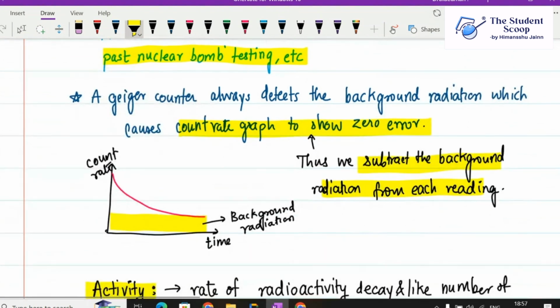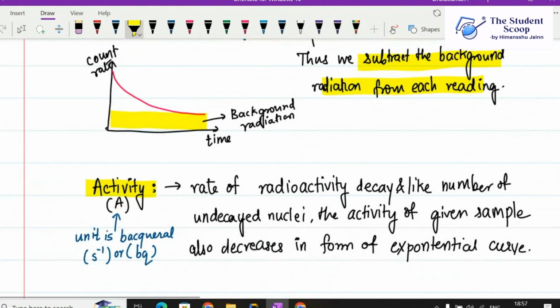Then we have another term called activity. Activity is nothing but the rate of radioactive decay. A given sample's activity also decreases in the form of an exponential curve. The rate of decay decreases with time, so similarly, activity also decreases with time. That is something that we need to know.